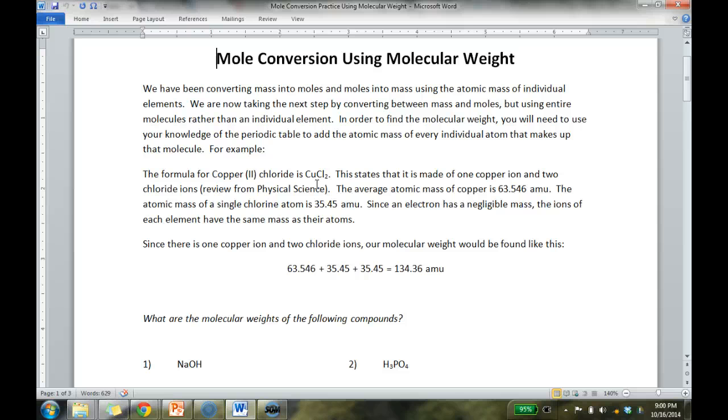In physical science, you were talking about this with Mrs. Engel, discussing what the different formulas were for these particular compounds. And so what we're going to do today is put together the masses of each individual atom in order to make up the total mass of the compound. So we have one copper and we have two chlorines. So I'm going to address copper first.